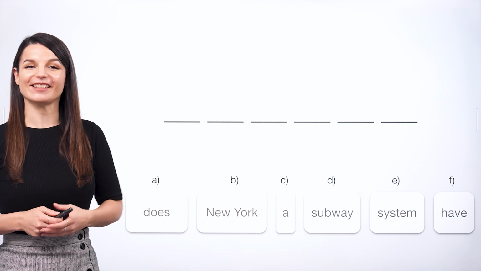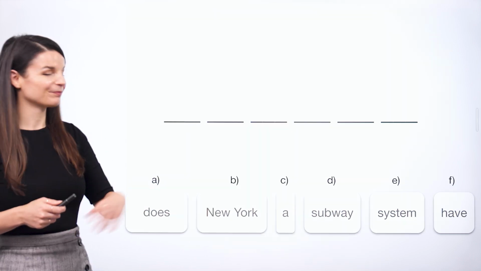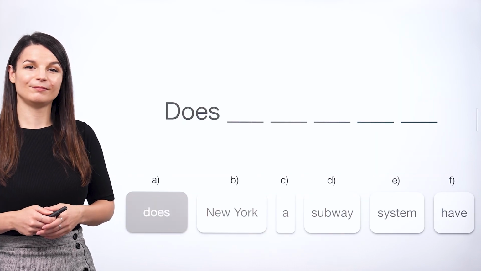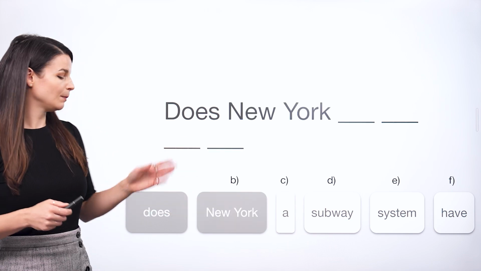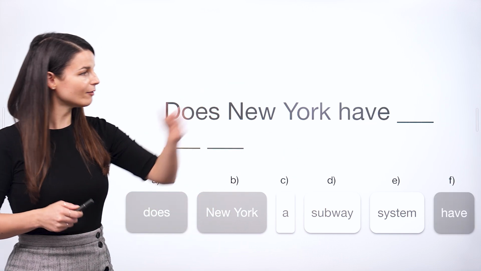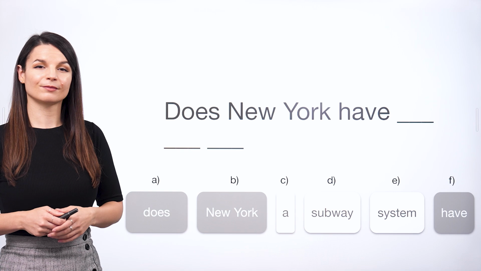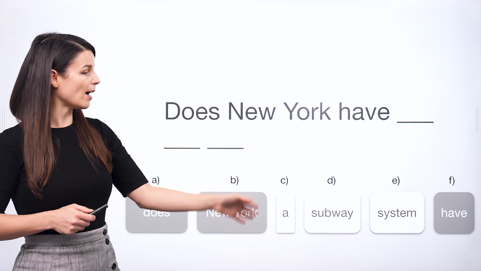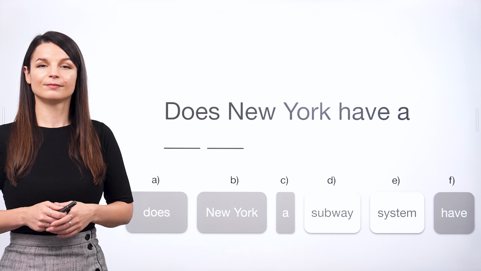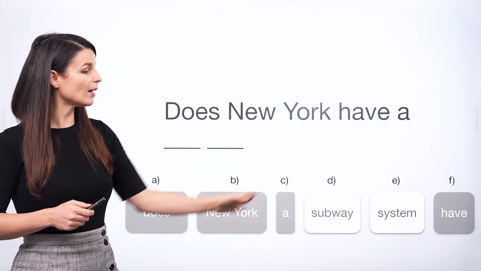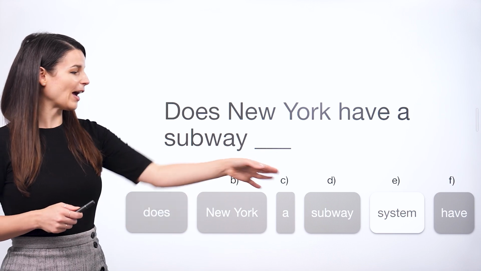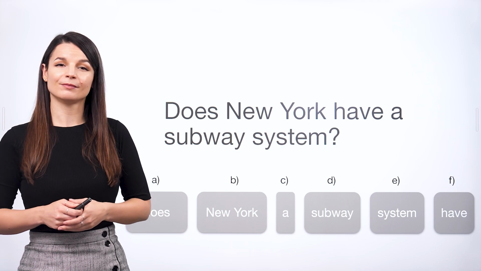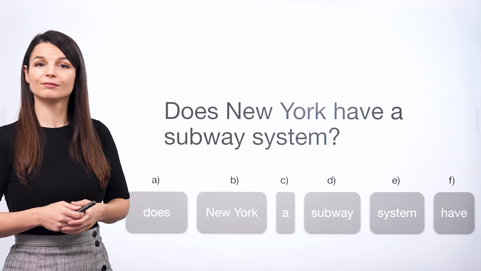Unscramble the words to make a sentence. Does. Does New York? Does New York have? Does New York have a? Does New York have a subway? Does New York have a subway system?